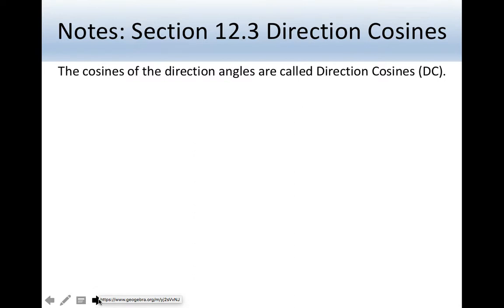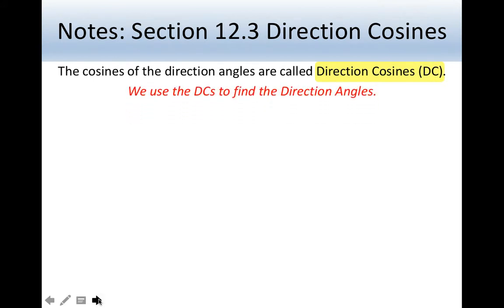Now, the cosines of those direction angles are shockingly called direction cosines, or DCs. We're going to use these DCs if somebody needs the direction angles. If we are asked to find direction angles, which you will be in your homework, I'm going to use these direction cosines to get them for me. So I'm going to develop where this comes from.